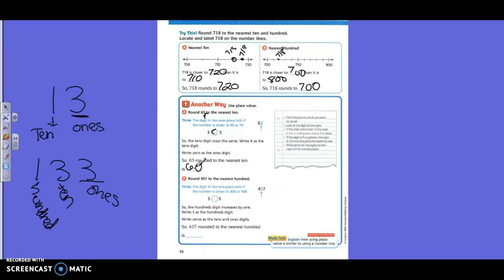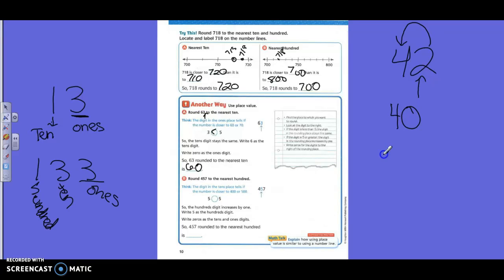Now I want to try another one, okay, right here. I'm going to do the number 42, okay? So we're going to look at the ones place, and you're going to ask yourself, is this number, which is 2, greater than or less than 5? What is it, greater than or less than? Everyone? Less than. Okay. 2 is less than 5. So 2 is going to let the 4 stay the same. Okay? So 4 is going to stay the same, and then you make a 0 for the 2. We're going to try one more.